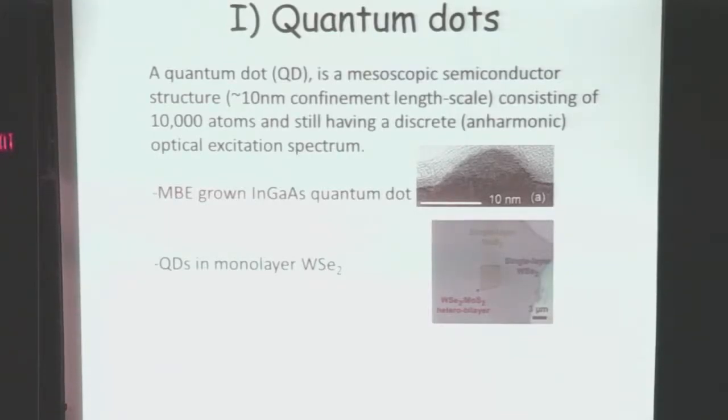A quantum dot is a mesoscopic semiconductor structure containing anywhere from 1,000 to maybe 10 to the 5 atoms, surrounded either by vacuum or by a semiconductor of a different band gap. I have two pictures here. The first one is an MBE-grown indium gallium arsenide quantum dot surrounded by gallium arsenide. This has been the workhorse of the experiments in my group. And this is another example.